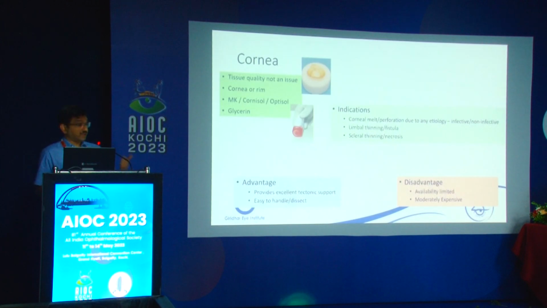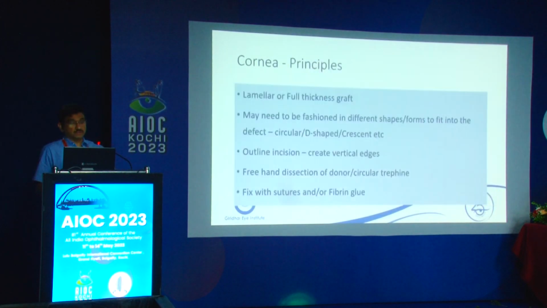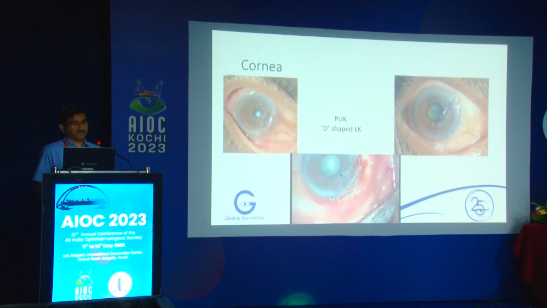The disadvantage is again availability can be a problem. When we use it, we have to decide whether we need a full thickness or a partial thickness, a lamella. In various conditions you may have to fashion it into different shapes. Dissection: the basic principle is we need to create vertical edges, and then place the graft into the defect and fix it with either fibrin or sutures.